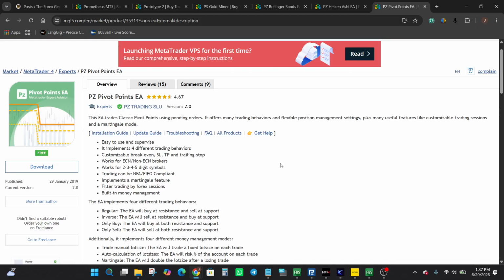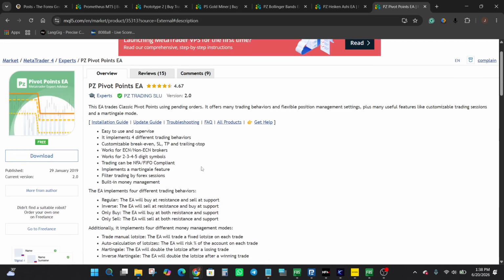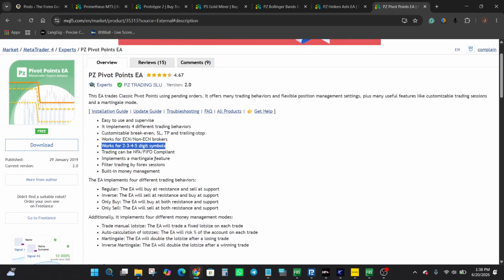As I scroll through the overview, the developer explains that the EA is built to be easy to use and monitor, while still offering a wide range of configuration options. It supports ECN and non-ECN brokers, works across different digit formats, and can also be configured for NFA and FIFO compliance depending on the account requirements.